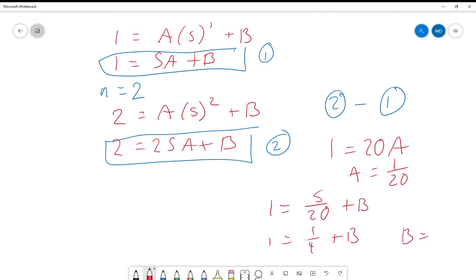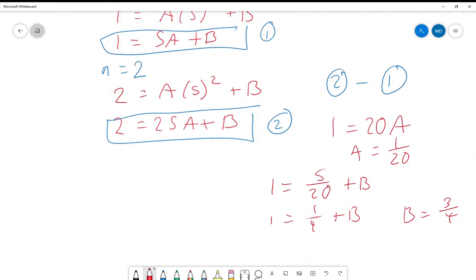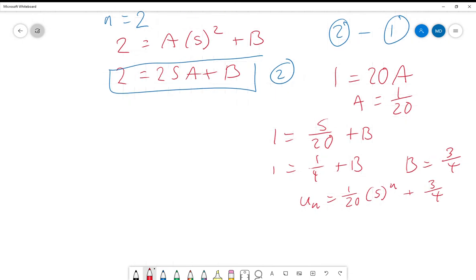And our solution we get, therefore, is un is equal to 1/20 of 5 to the n plus 3/4. Or, often we usually write the constant in front, un is equal to 3/4 plus 1/20 of 5 to the n. Okay, and that's how you solve homogeneous recurrence relations.